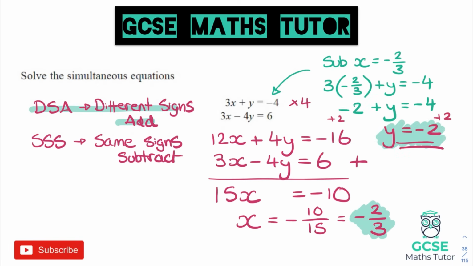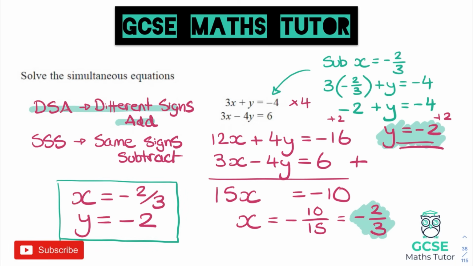As long as you follow those steps, you are definitely going to be picking up method marks, even if the values of x and y are slightly complicated. And they can be with simultaneous equations.